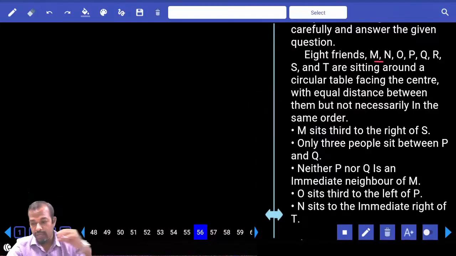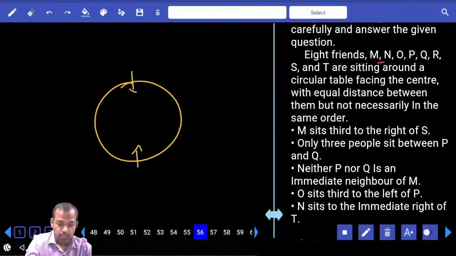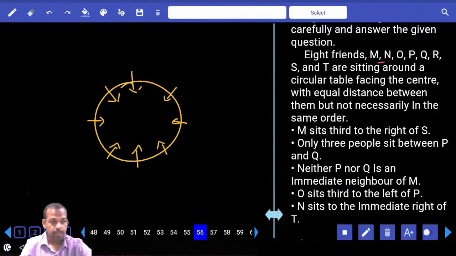8 friends M, N, O, P, Q, R, S and T are sitting around a circular table facing the center with equal distance between them but not necessarily in the same order. Okay, so total how many persons are there here? 8 persons, all of them sitting around a circular table facing the center. 1, 2, 3, 4, 5, 6, 7 and 8. Next point. M sits third to the right of S. Now tell me, can we take S here or not? We can take S at any place. M sits third to the right of S means M has to come here or not? Next one. And only 3 people sit between P and Q.